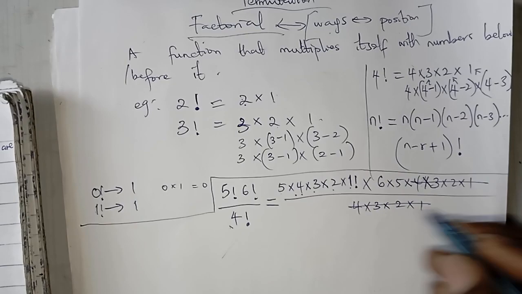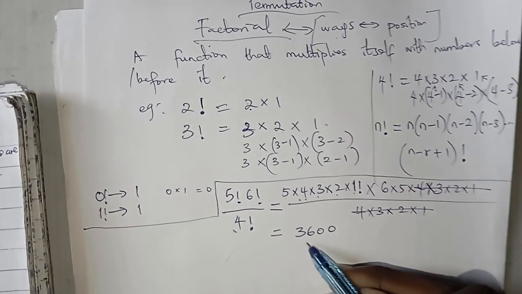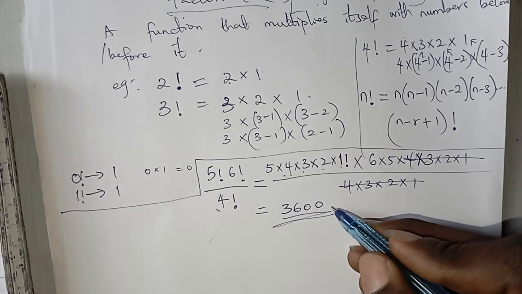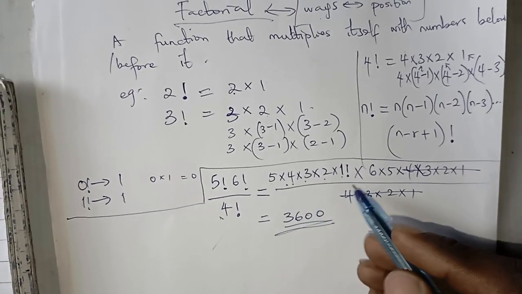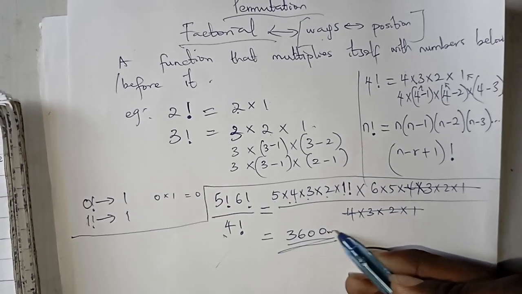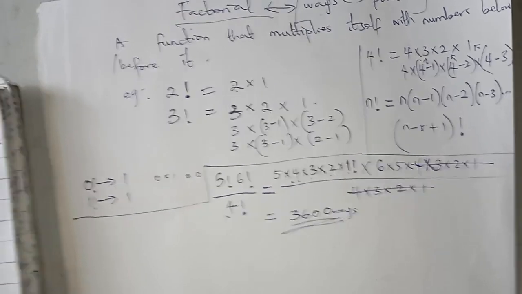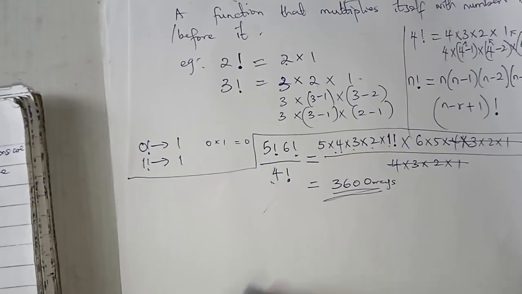So when they cancel, if you multiply this, you should get 3,600 as your answer. And I told you, the units, once you do this factorial, you can say that this will occur in 3,600 ways.